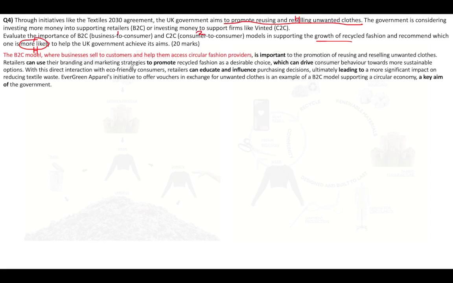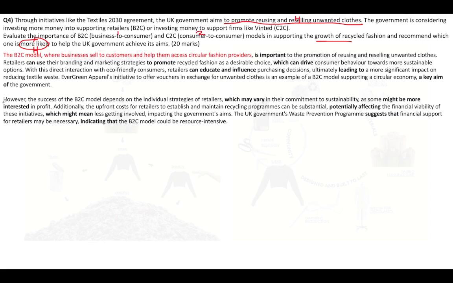Okay, so there's easily 5 chains of argument there, which is what we're really looking for at level 4, moving towards top level 4 experience. We're now looking for a counter argument, and we always love the word however to tell the examiner that the counter argument's there. However, the success of B2C models depends on the individual strategies of retailers, which may vary in their commitment to sustainability, as some might be more interested in profits.